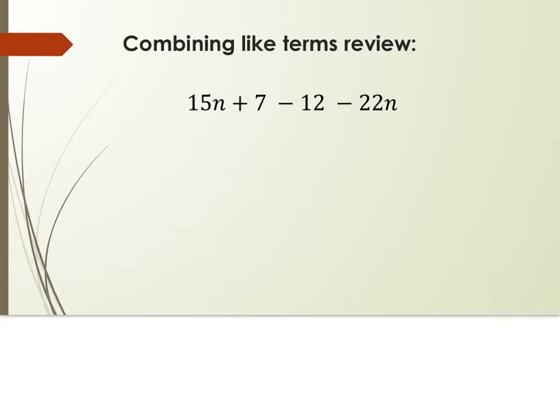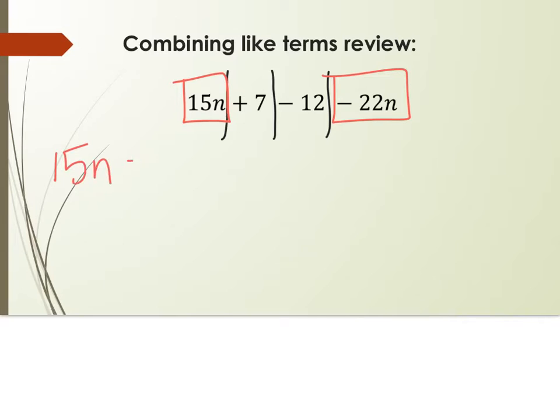Remember that you are first looking to separate each separate term. You have a 15n, a plus 7, a negative 12, and a negative 22n. You can combine the 15n and the negative 22n, and the positive 7 and negative 12.